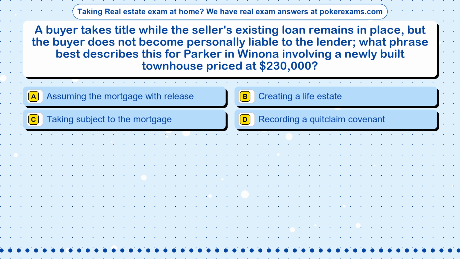Question 67. A buyer takes title while the seller's existing loan remains in place, but the buyer does not become personally liable to the lender. What phrase best describes this for Parker and Winona involving a newly built townhouse priced at $230,000? Option A. Assuming the mortgage with release. Option B. Creating a life estate. Option C. Taking subject to the mortgage. Option D. Recording a quitclaim covenant.